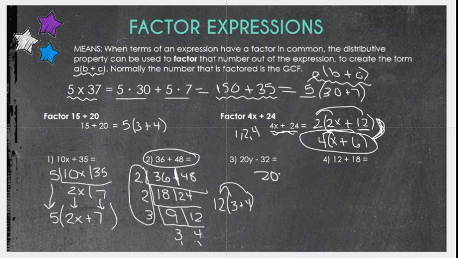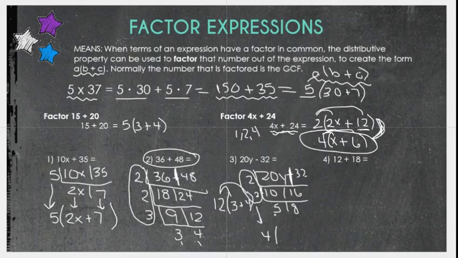Next example, 20y minus 32. I'm going to start with 2's again. 20 divided by 2 is 10. Try to write smaller. I don't need the subtraction sign here. I just need that. And 32 divided by 2 is 16. I can divide by 2 again. 10 divided by 2 is 5. 16 divided by 2 is 8. Do 5 and 8 have anything in common? They do not. So my GCF is 2 times 2, which is 4. And my remaining factors go inside the parentheses.